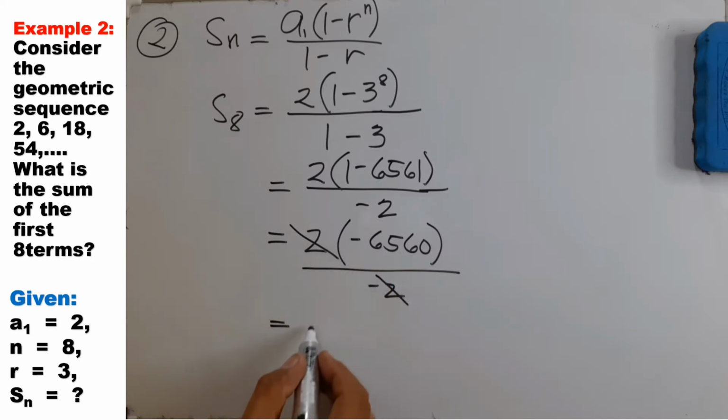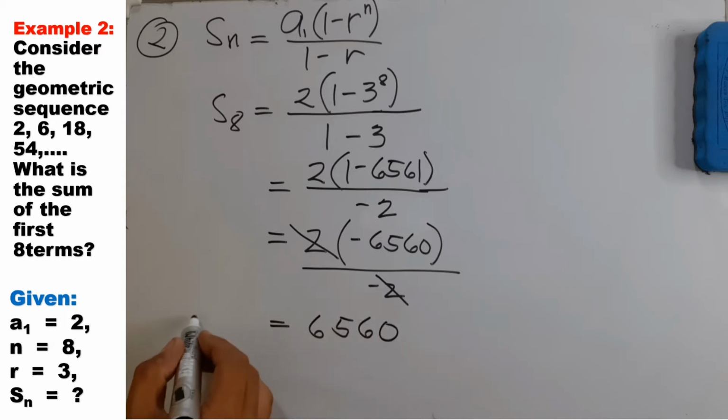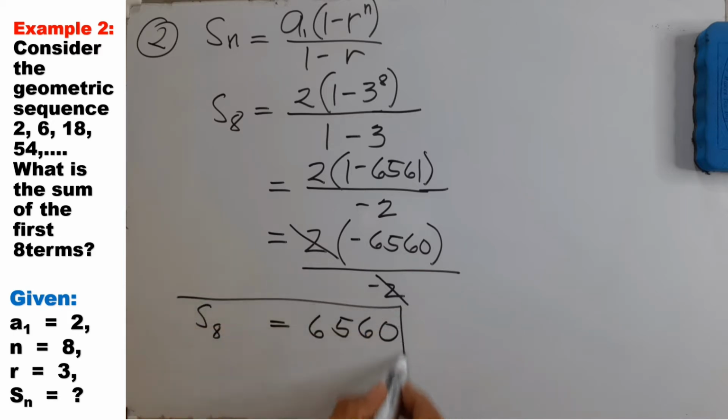Negative times negative, so we have 6,560, and that is now the sum of the 8 terms of the geometric series.